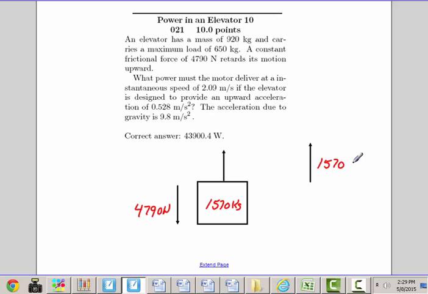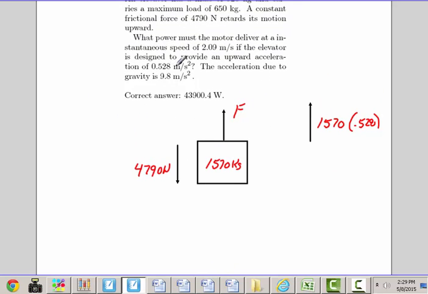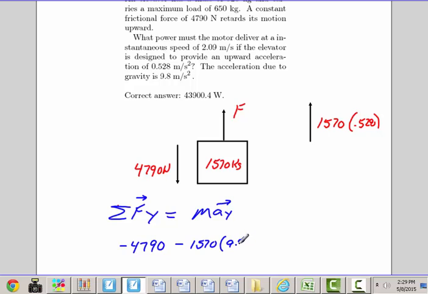So do mass over here times 0.528. Everybody follow that? It tells me an acceleration. So all I'm doing here is this. I'll do it in blue. Summation of forces in the y direction must equal mass times acceleration in the y direction. That gives me minus 4790 minus 1570 times 9.8 plus F must equal 1570 times 0.528. Does everybody follow that? This is going to tell me the force required to give me that much acceleration.